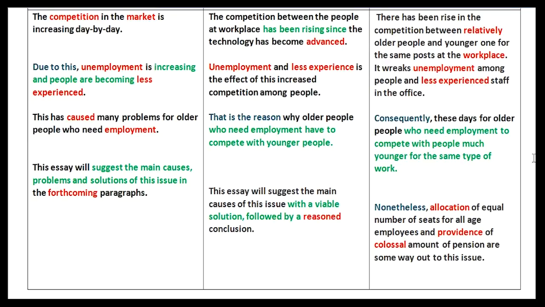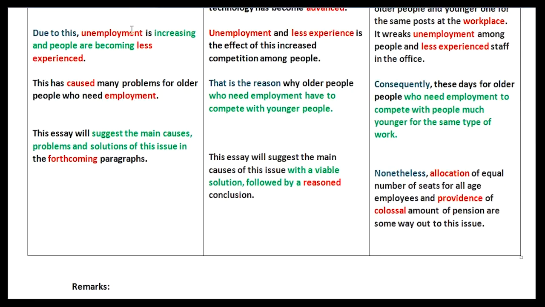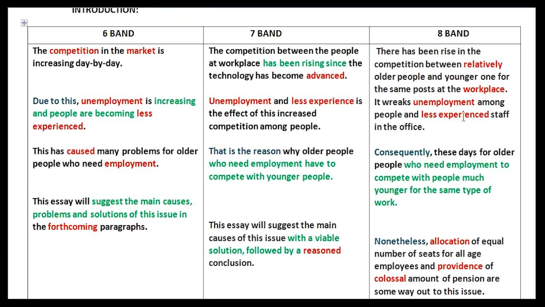And for 8 band essay, the next line will be consequently, these days for older people who need employment to compete with people much younger for the same type of work. See, now the lines are related to coherence. They are written as per the coherence. I have used cohesive devices such as due to this, that is the reason, consequently. I have used red color will give me the adequate features as well as vocabulary words. See, unemployment, less experienced, caused, again, less experience.